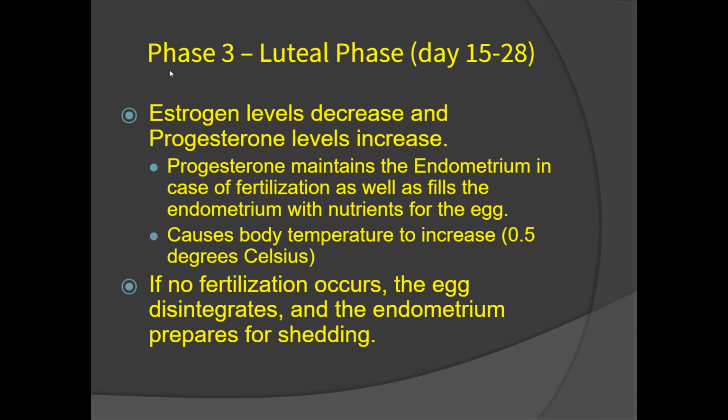Phase 3 is the luteal phase, and this is between days 15 and 28. Estrogen levels decrease, progesterone levels increase. Progesterone maintains the endometrium in the case that fertilization has taken place, as well as fills the endometrium with nutrients for the egg. Okay. It also causes the body temperature to increase by about 0.5 degrees Celsius. If no fertilization occurs, the egg disintegrates and the endometrium prepares for shedding.